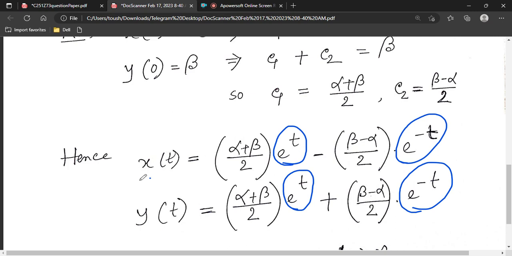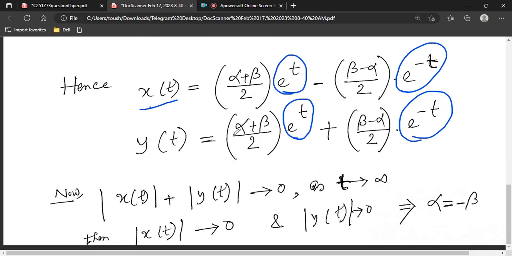So for x(t) to tend to 0, what do we need? The coefficient of e^t must be 0, because if there is any non-zero constant, then e^t goes to infinity so powerfully that it will dominate everything else. Okay, so for x(t) to tend to 0, it is needed that the coefficient of e^t must be equal to 0. Okay, that I write here.